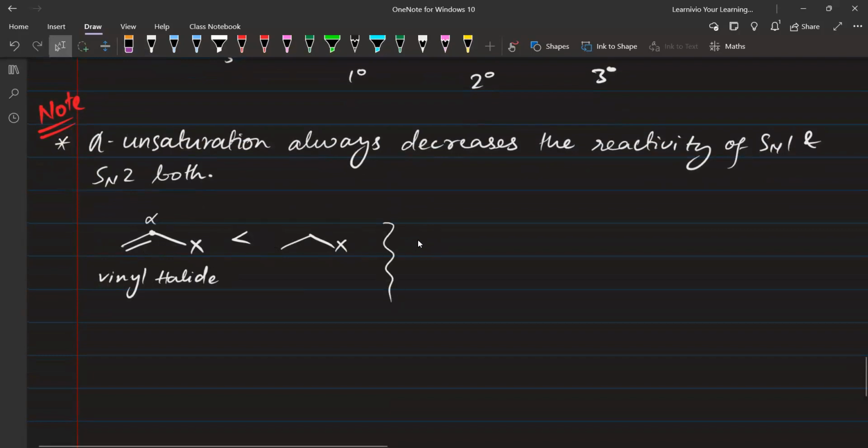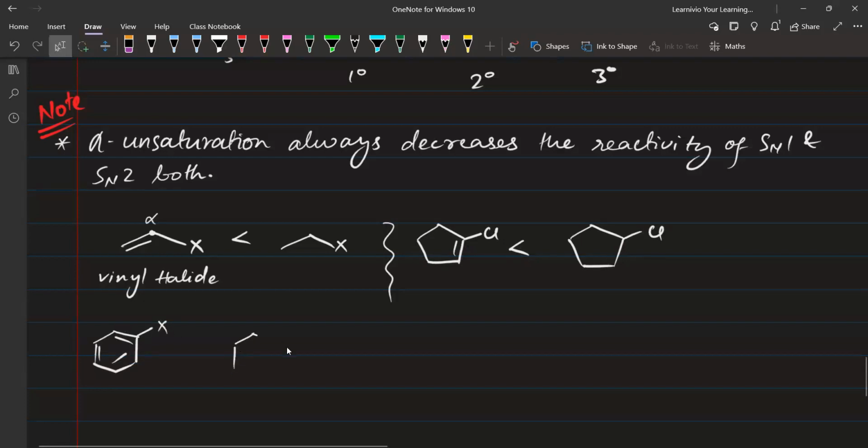Similarly, you can get something in cyclic also, with alpha unsaturation. But if you take a simple cyclopentane, then the simple cyclopentane will be faster. Similarly, if I take an aryl halide, and if I take a cyclohexane halide, cyclohexane will be faster.